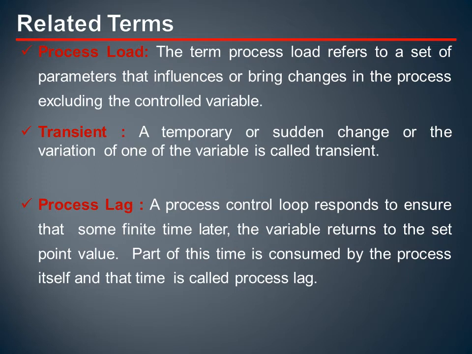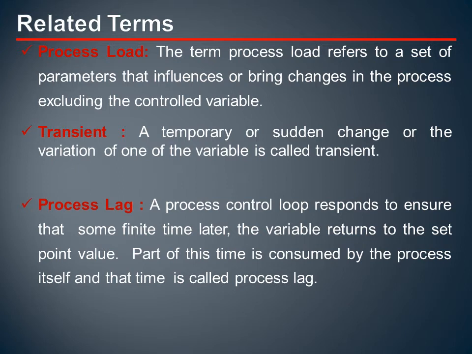Next is process load. It refers to a set of parameters that influences or brings changes in the process, excluding the controlled variable. Next is transient. A temporary or sudden change or variation in one of the variables is called transient. When the variable changes suddenly, it is called transient.